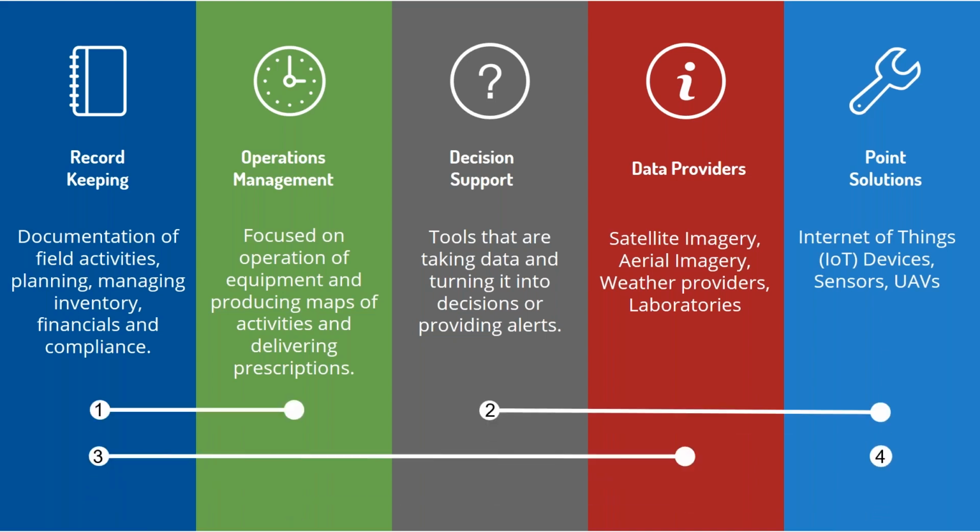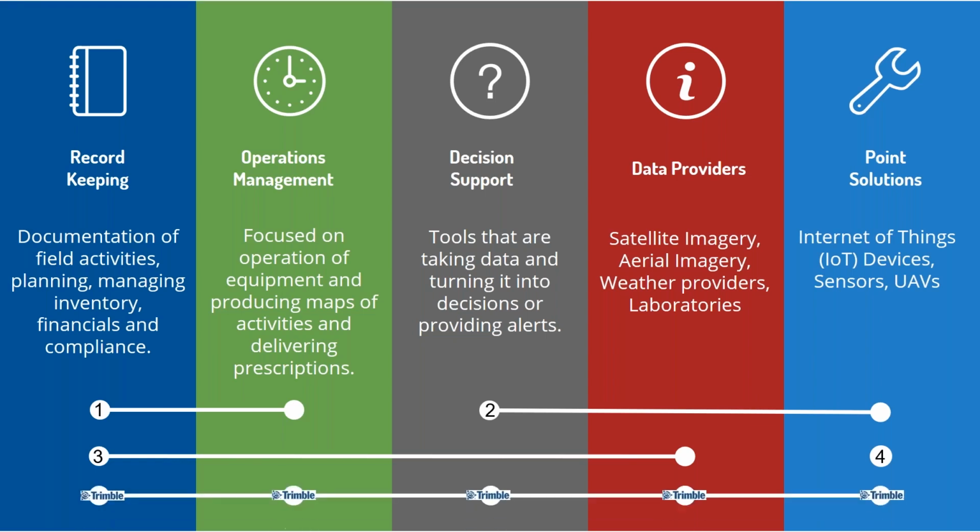When you look at the market, different types of software combine different aspects of these 5 things. I made up 4 fictitious companies here. The first one, number 1, does a good job of record keeping and operations management. Number 2 can link point solutions with decision support. Number 3 can do record keeping with data providers, data also coming in. And number 4 is just a really good sensor, let's say. Trimble is doing all 5 with Trimble Ag software. We're doing it today, and we're going to continue to expand doing it in an easy way.